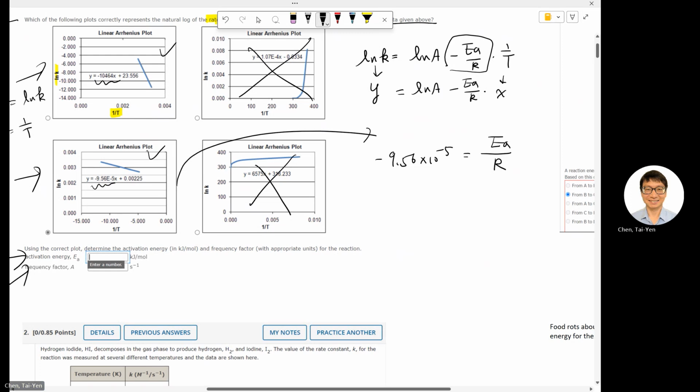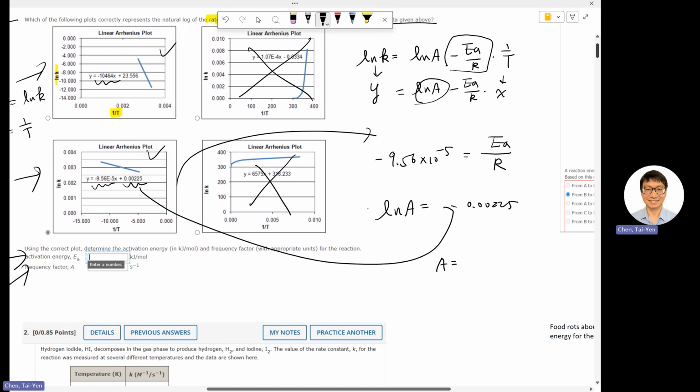How do you get your A? You know the natural log A is going to equal the intercept, which is this, which will give you 0.00225. Then you take the exponential on both sides, and you get your A equal to the exponential. All right, so that's how you figure out the activation energy and then the frequency factor.